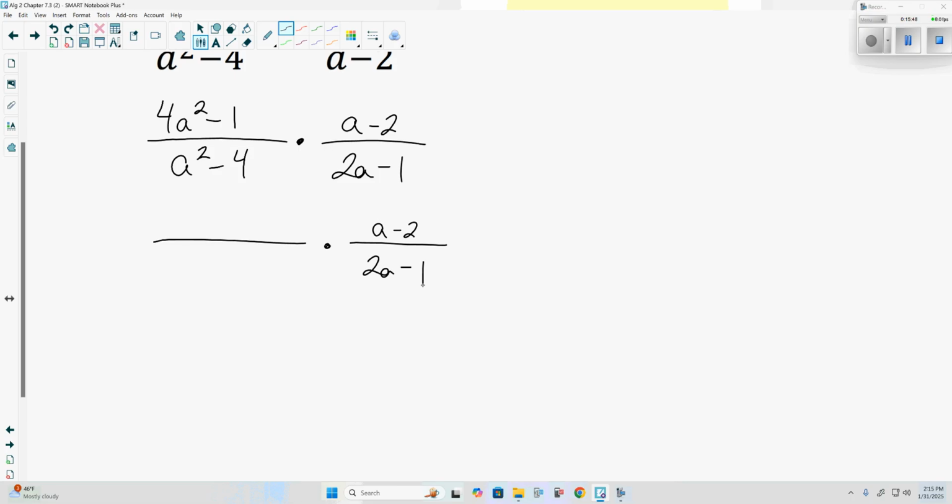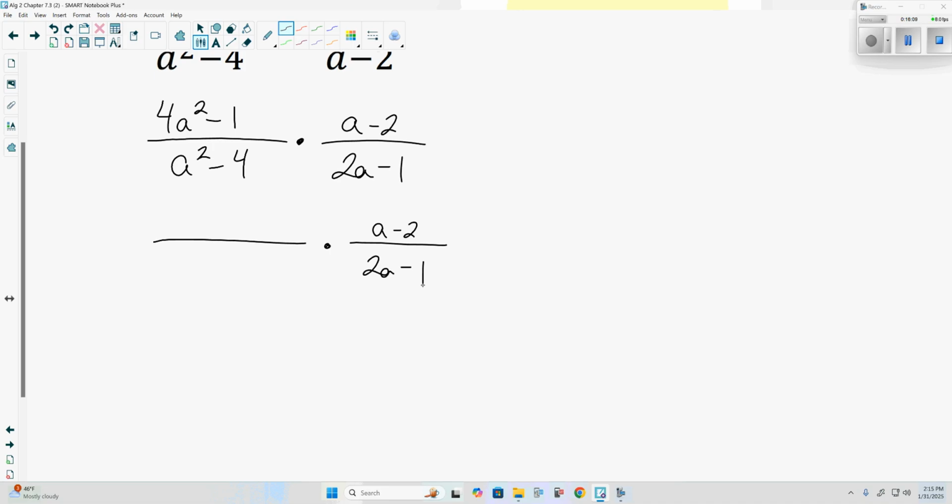A minus 2 and 2a minus 1 are not going to factor. Now, there's two main ways we know that. One, a and 2 do not have a greatest common factor. There's nothing in common with a and 2. On bottom, 2a minus 1, there's nothing in common with 2a and 1 besides 1. So greatest common factor doesn't simplify.